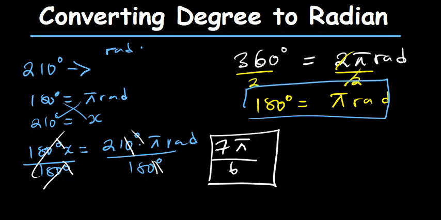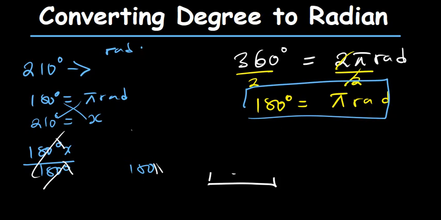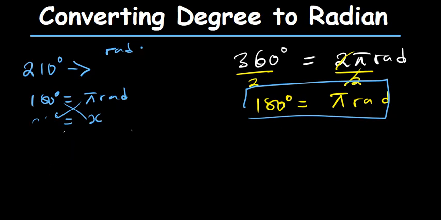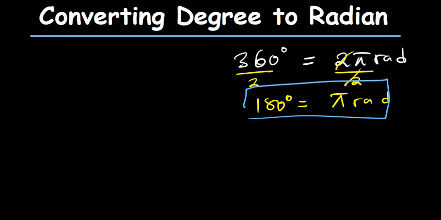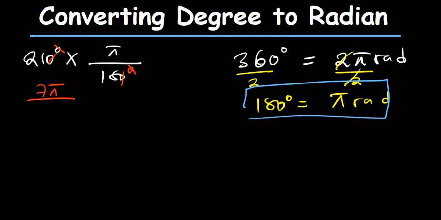This is a very long method. The simplest way is to use dimensional analysis. Just set the units in such a way that they cancel each other. For example, with 210 degrees, you put 180 here and pi there. The goal is to cancel the units. So 0 and 0 will go, then 3 into 21 is 7. 7 times pi is 7 pi. 3 into 18 is 6. Then this is the answer.